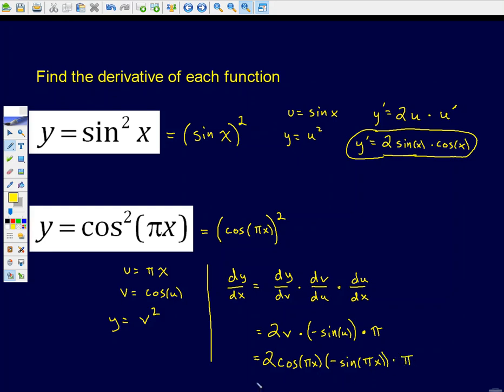So the only thing really to do is maybe bring all the constants to the front. There's a 2 that's already there. There's a minus 1 in front of the sine of pi x, and then there's a pi here. So if I brought 2 times negative 1 times pi, the coefficient is negative 2 pi, and then we would just have cosine of pi x sine pi x. And that's how I would leave my answer. So y prime equals negative 2 pi cosine of pi x sine of pi x.